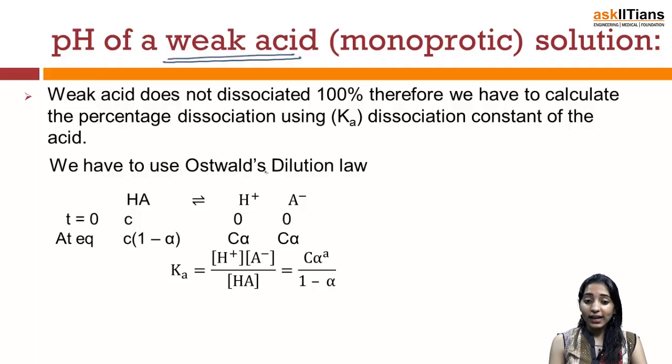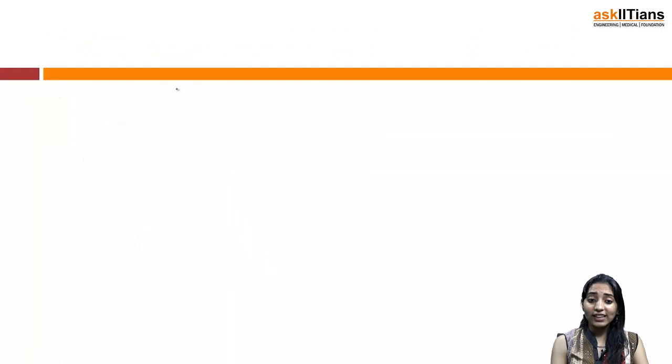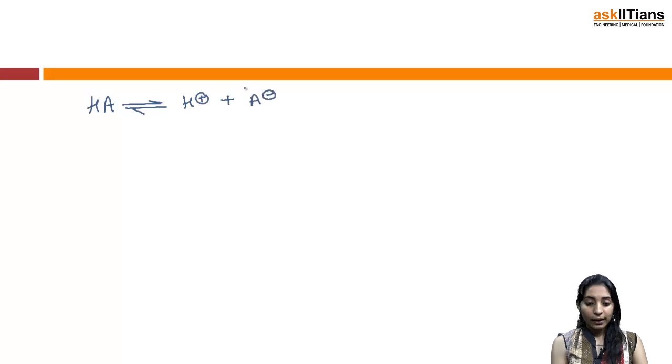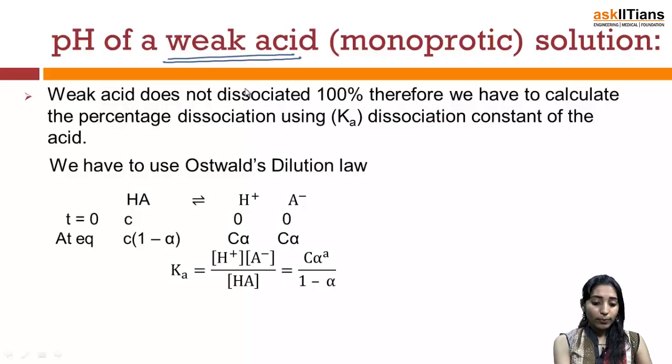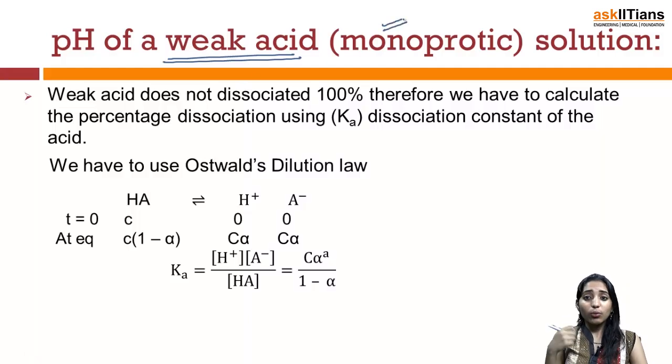If I am talking about a weak acid, let us say I am talking about HA. If it's a weak acid, it will get dissociated to form H positive plus A minus. And if I am talking about a monoprotic acid, that means it contains just one proton, and this is what we have considered as an example. So the weak acid doesn't get dissociated 100%. So we have to actually put into consideration the percentage dissociation of the weak acid that we can do using the Ka, which is nothing but the dissociation constant of any acid.